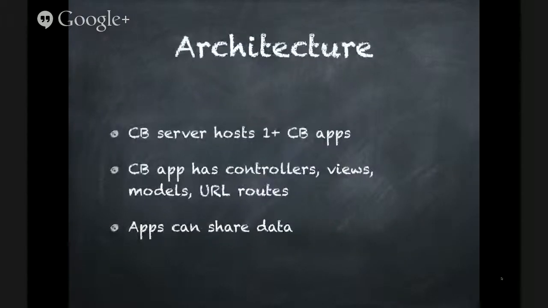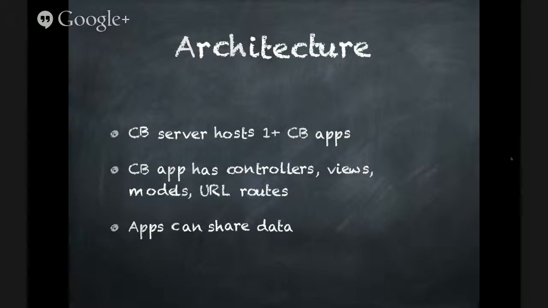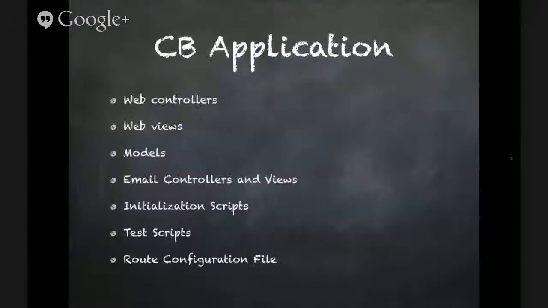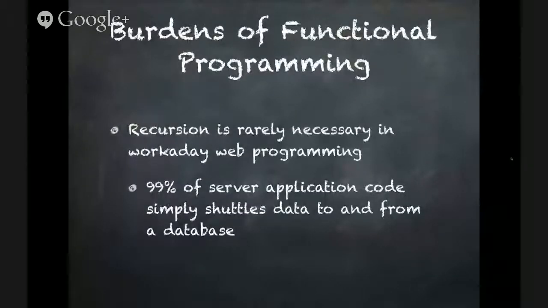So the architecture: a server hosts one or more Chicago Boss applications, and an application has the MVC stuff, so controllers, views, models, URL routing, a whole bunch of other stuff that we'll see. And apps can share data, so they talk to each other. It also says that recursion, yeah, it's not fun, but it's hardly used really in everyday web programming. Most of the time you're just passing information back from the database to the application code.